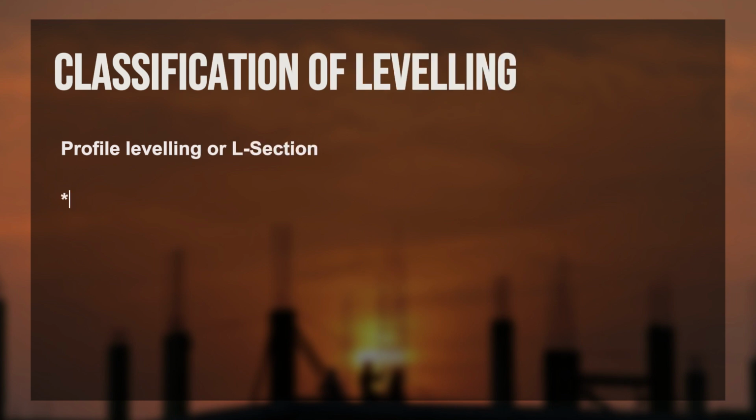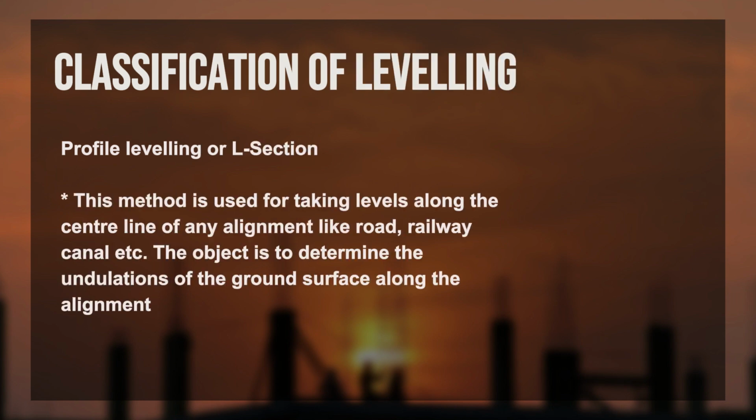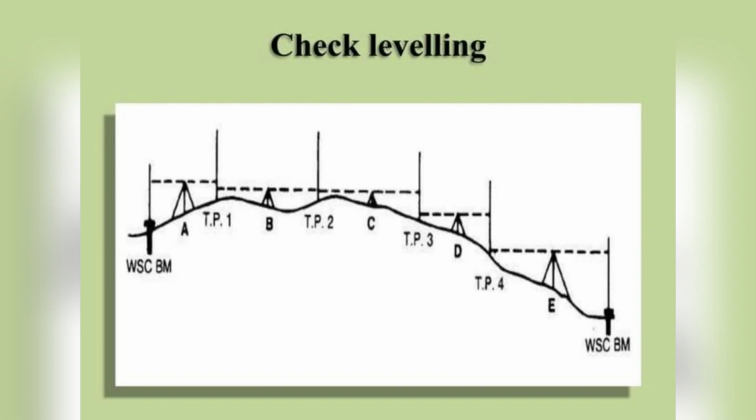The profile leveling is done to taking the level along the center line of any alignment, maybe like road, the railway, the canal, etc. The object of the profile leveling is to determine the undulations of the ground surface along the alignment. So on a particular profile, on a particular ground, what is the profile that can be obtained with the help of this. This is the example of check leveling narrated with the help of figure.